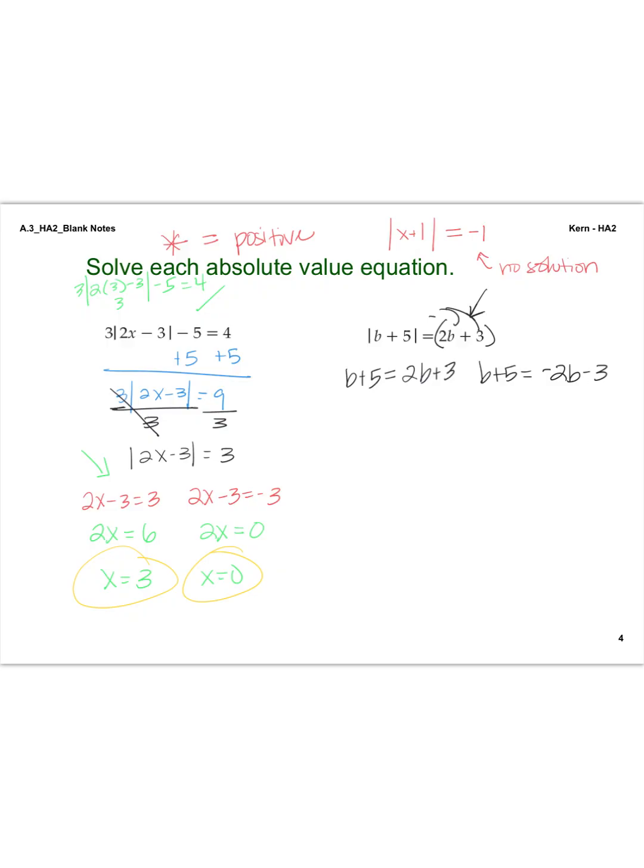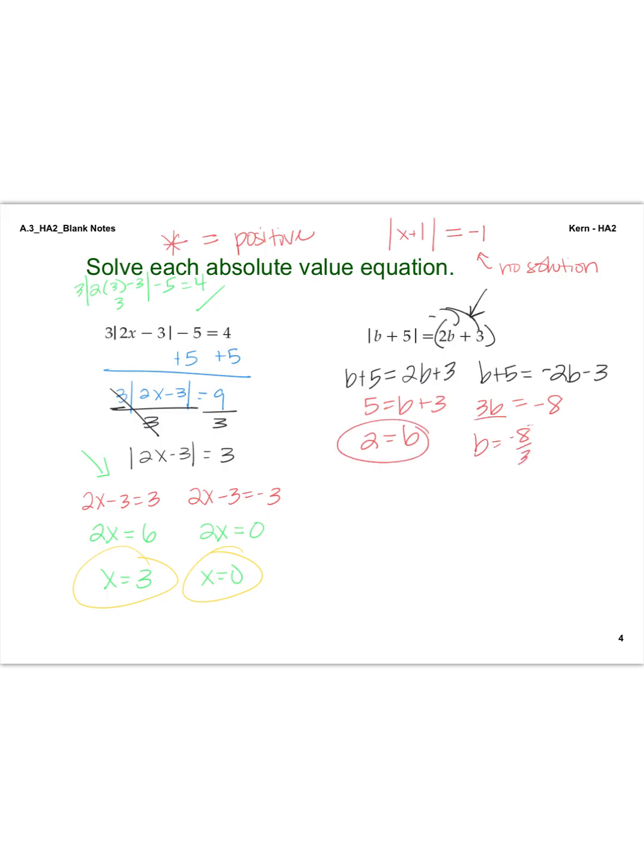So when we solve the left side, I'm going to subtract b. So I get this. I'll subtract 3. So I get 2 equals b. And then over here, I'm going to add 2b to both sides. And then subtract 5.